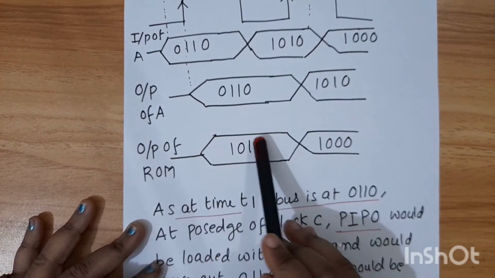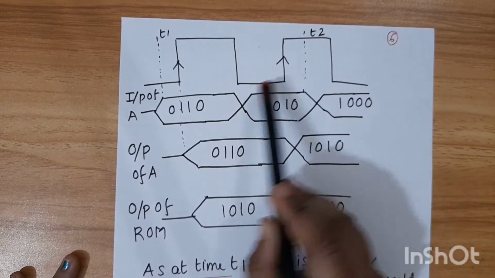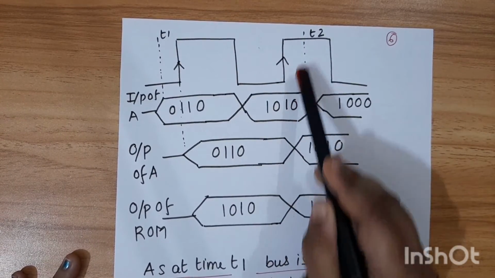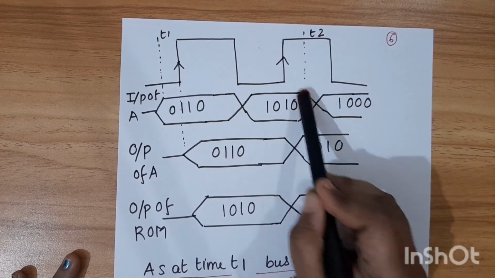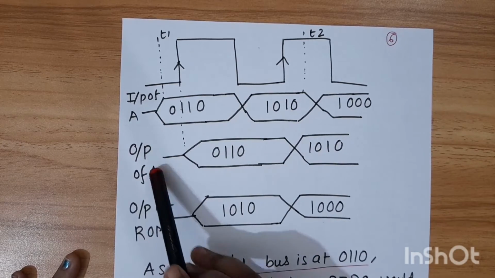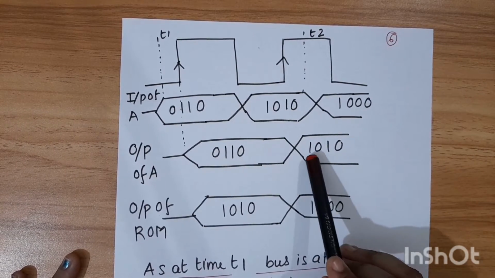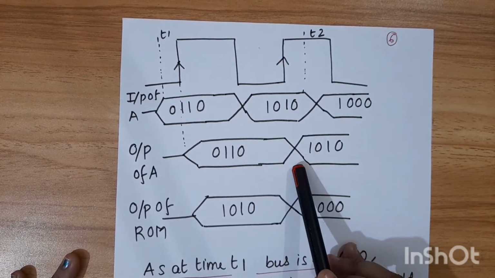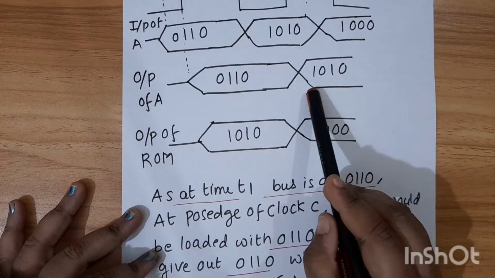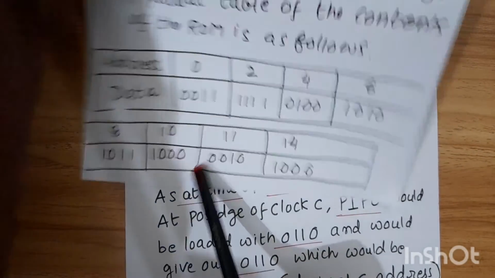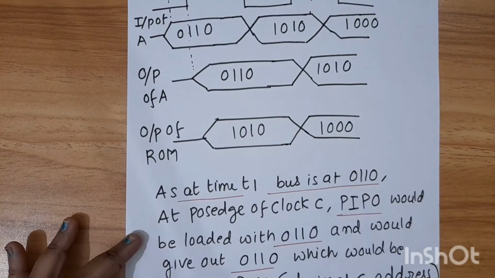Now 1010 will go to the bus and it would be input to the register A for this rising edge, 1010, and at T2, 1010 is input to the register. So 1010 would be the output of the register PIPO at the next passage of the clock. And the ROM is addressed with 1010, which is decimal 10. For decimal 10, the data is 1000. So the output of the ROM is 1000.